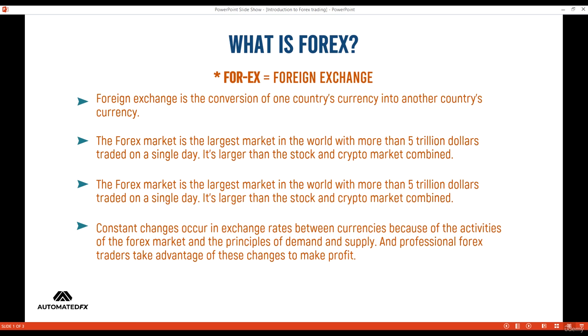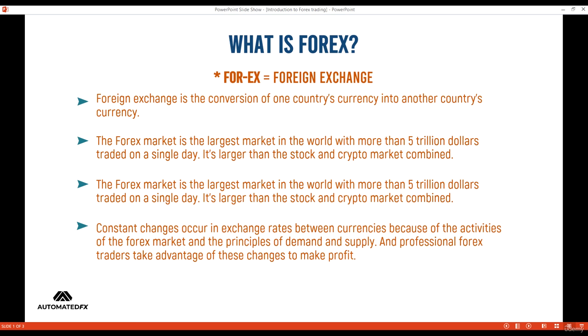So to the big question now, what is Forex? As you can see on my screen right now, Forex is gotten from two words: foreign exchange. FOR stands for foreign, and EX stands for exchange. So that's what the term Forex stands for. Forex, or foreign exchange, is the conversion of one country's currency into another country's currency. That's basically it.